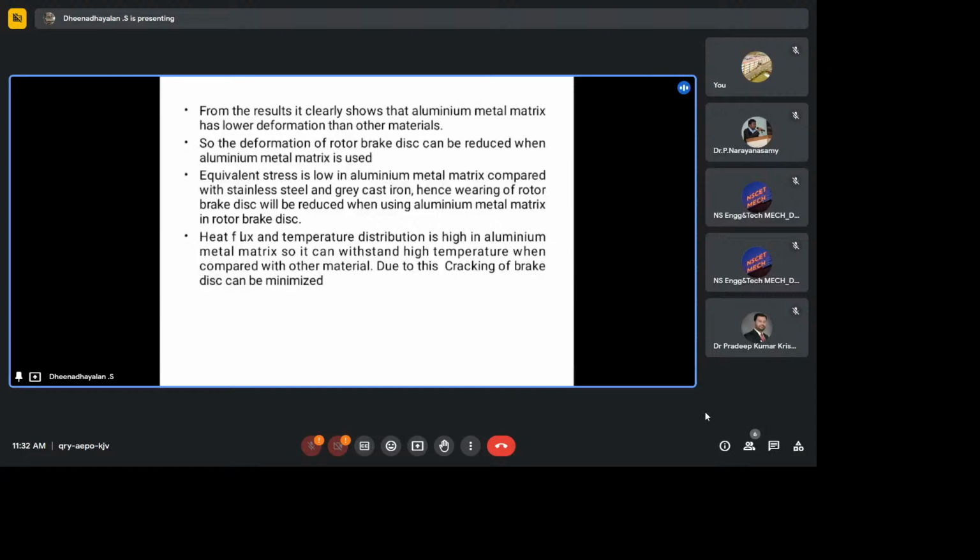Heat flux and temperature distribution are high in aluminum metal matrix, so it can withstand high temperature compared to other materials. Due to this, cracking of the brake disc can be minimized.